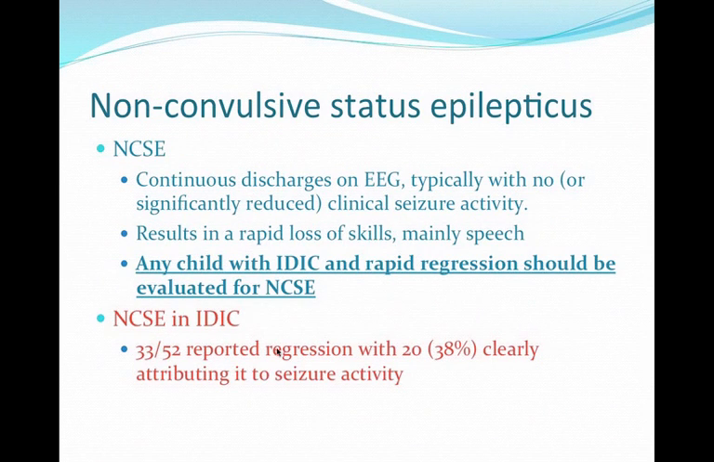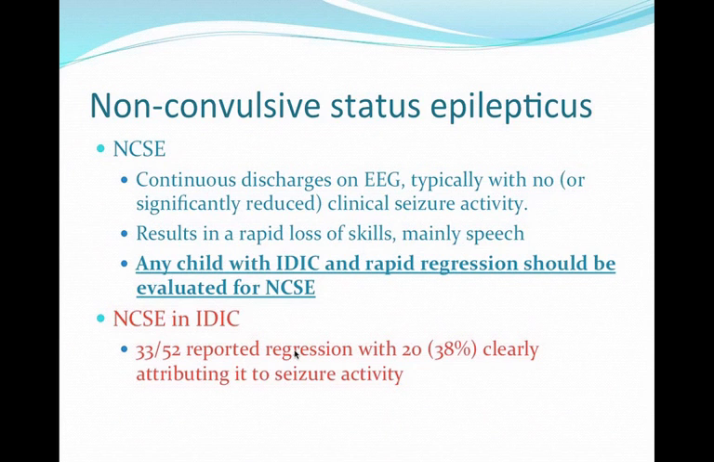And the non-convulsive status, this is a kind of a tricky one. Non-convulsive status epilepticus is basically when you don't see a lot of clinical seizures, but you see developmental regression. And then when you check the EEG, there's lots of abnormalities, lots of spikes. So really, kids with isodicentric should not go backwards. They should not lose skills.